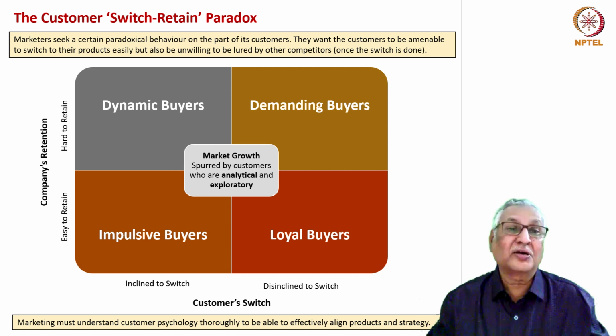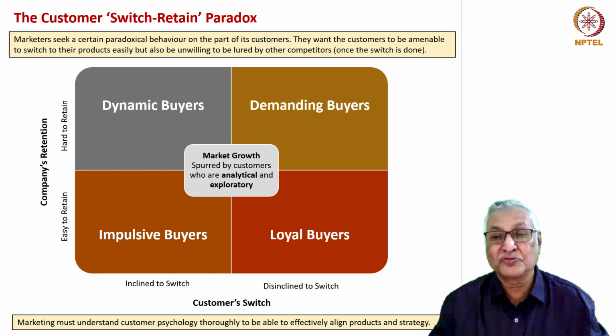One of the important aspects of marketing is the switching aspect of consumers. Marketers seek a certain paradoxical behavior on the part of their customers. We may also think of it as a selfish behavior. Every marketer wants the customers to be amenable to switch to their products easily, but also be unwilling to be lured by other competitors once the switch is done. And that's the human nature of marketing, wanting to have everything for oneself.